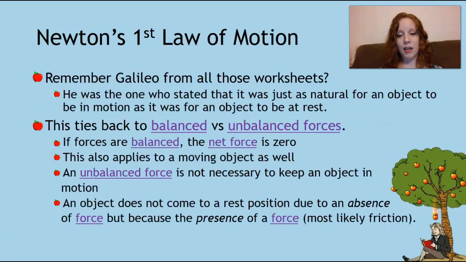of motion. Galileo Galilei, he was the one that stated it was just as natural for an object to be in motion as it was to be at rest. I think we have a habit of, when we think of an object's natural state, we think about it just sitting there at rest doing nothing until we start making it active or some unbalanced force does. And this isn't necessarily true. This is an assumption that we have.